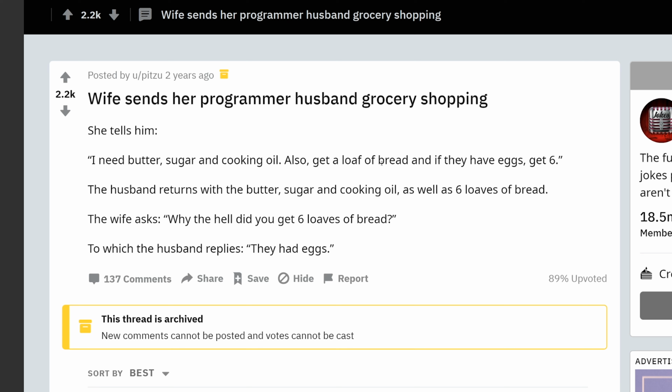So obviously, here the sentence, also get a loaf of bread, and if they have eggs, get 6, they meant get 6 eggs, right? It's very obvious. No one's going to buy 6 loaves of bread. And usually if they have eggs, then you get 6. But this programmer husband is taking this sentence literally. So he's reading get a loaf of bread, okay. And if they have eggs, then get 6. 6 what? Loaves of bread, because we were talking about loaves of bread.